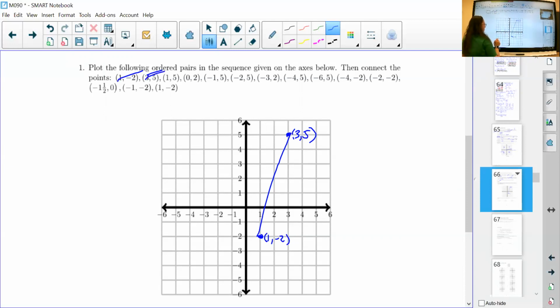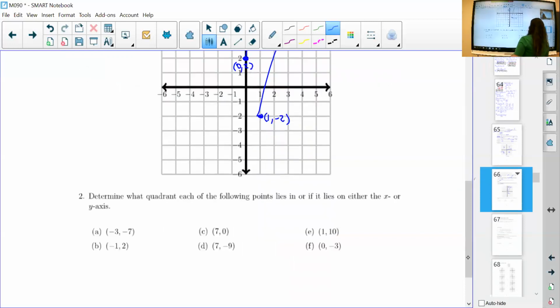Now I have 1, 5. Go over 1, up 5. Draw my line. Negative 2. Whoops. I almost got off already. So it's a good thing I'm crossing them off as I go. 0, 2. This is the last one I'll do with you. 0 says don't move at all horizontally. And then 2 says just go up 2. I'll let you continue these, and when you're done, it should form an image of something that you recognize.